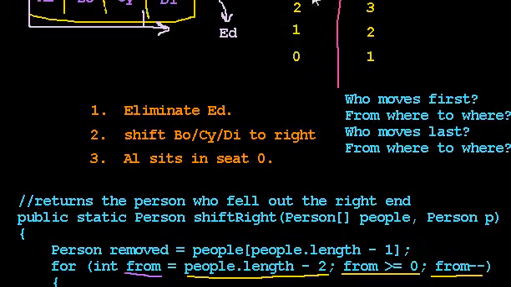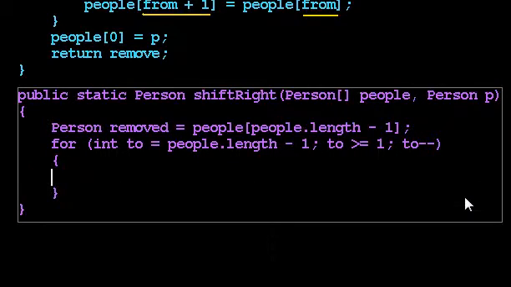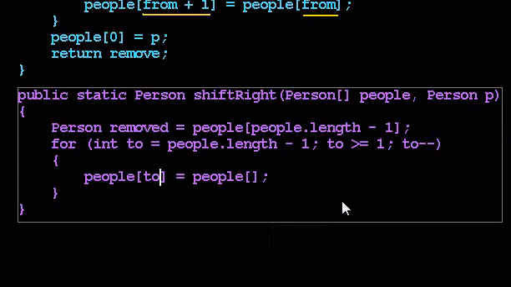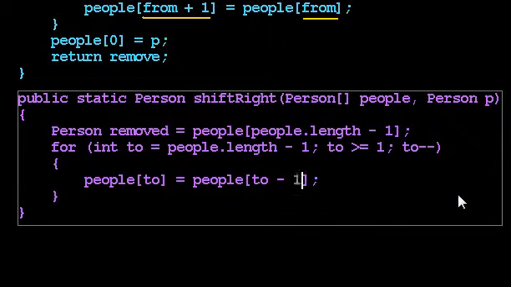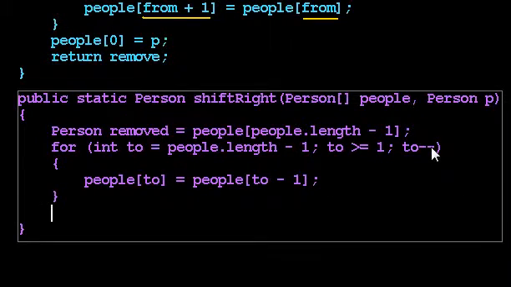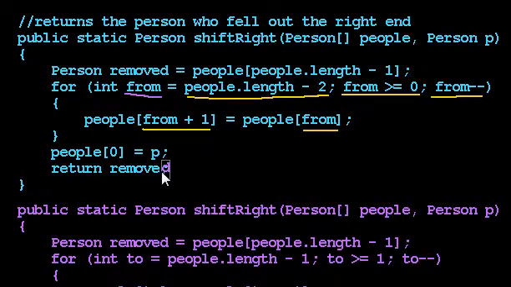And then, just like before, my index is still counting down, so my variable to is going to get decremented. Alright, now inside this loop, I'm moving a person from one position to another. I know where they're moving to: they're moving to index to. Where are they moving from? Well, they're moving from to minus 1. See how from is always 1 less than to, my variable to? So they're moving from to minus 1 to to. And then, of course, we can now put Al, or whoever person p is, into position 0 and return the person who got removed, since that was my intention. Did I call them remove or removed? Ooh, oops. We're missing a D here. No problem.